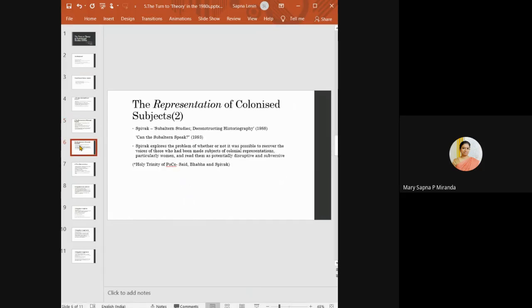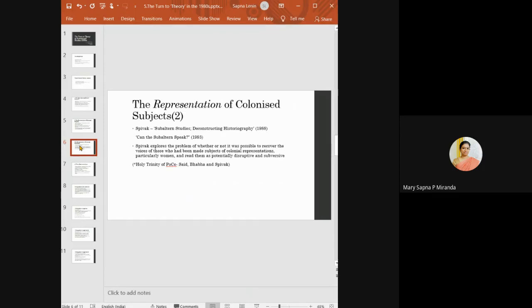Now, looking at Spivak, what is she saying? Gayatri Spivak is exploring whether or not it was possible to recover the voices of those who had been made subjects of colonial representations, particularly women, and read them as potentially disruptive and subversive. So Gayatri Chakravarti Spivak was mainly interested in women. She's trying to look at how women experienced colonialism, but we don't find many readings of that, and it's not really explored.